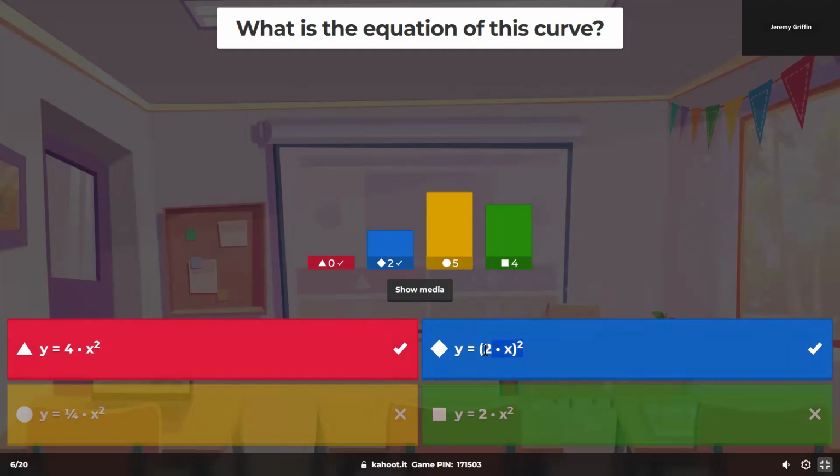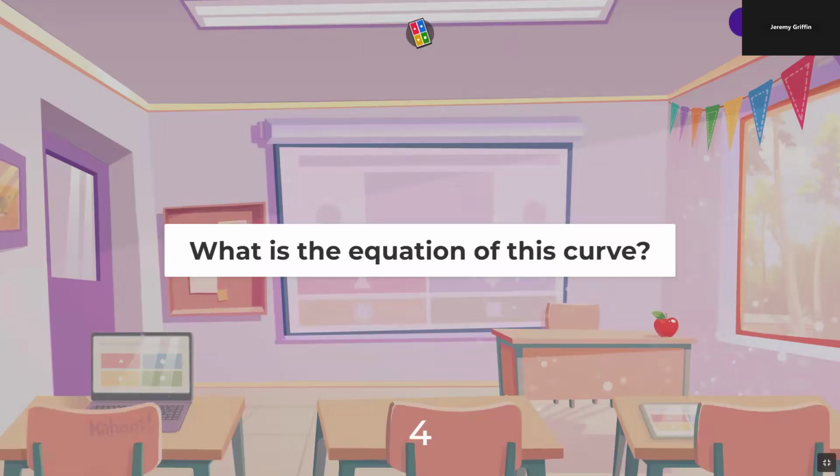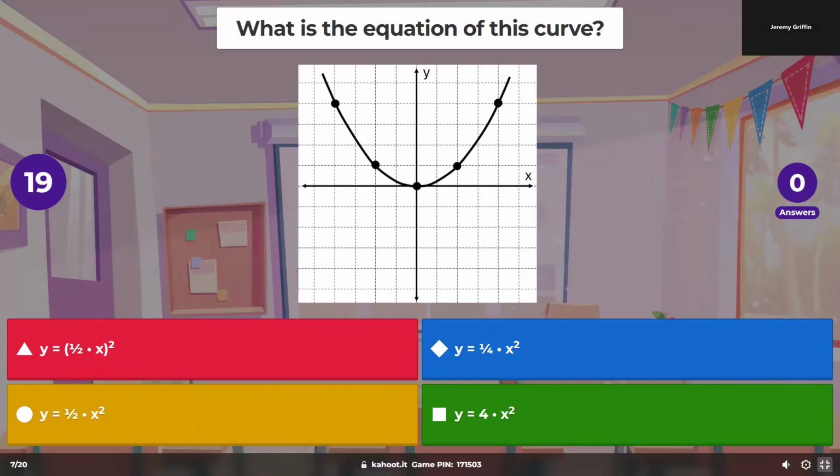Alternatively, could you say horizontally? It's sort of like it was squashed horizontally by a factor of 2, like it's twice as skinny. So the red and the blue are actually the same. Can you guys see that? If you start with the blue one and you square that out, wouldn't this be 4 times x squared, which brings you back to the red? Okay. So both the same. Yeah, it's right here. All right, got Katie, Alyssa, Leo, Dean, Willie G. Well, this curve.